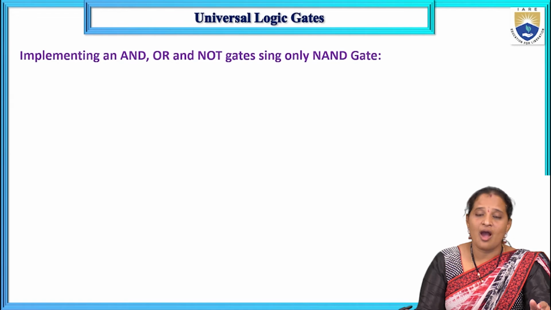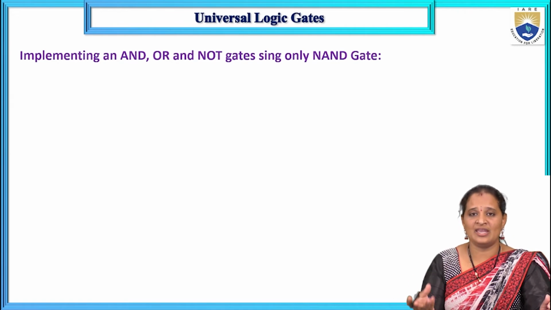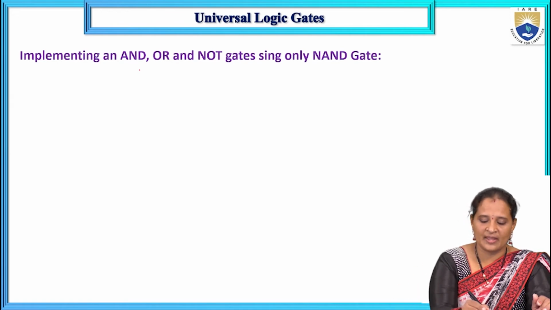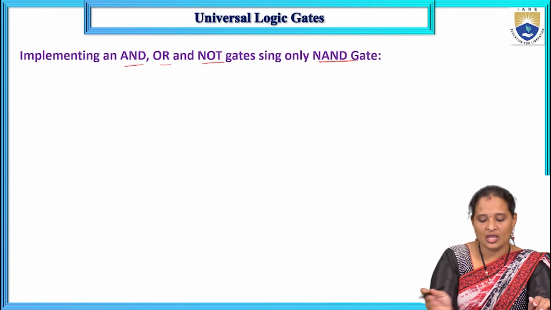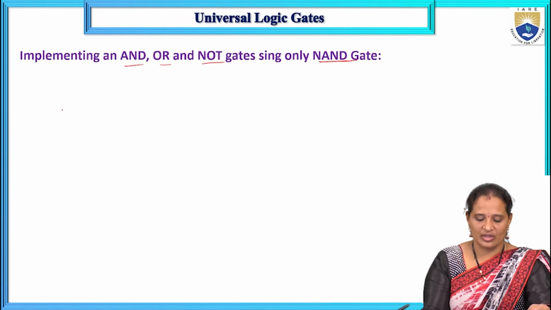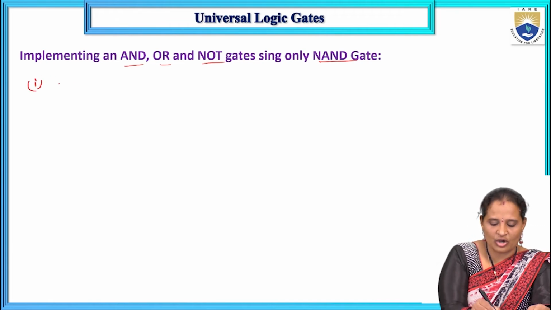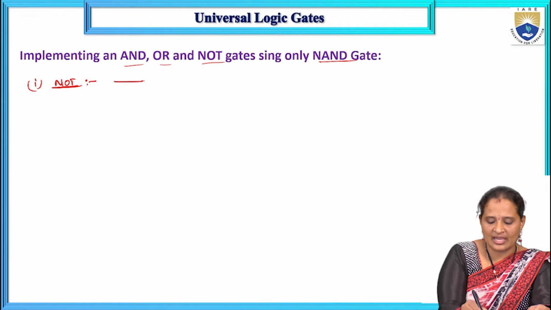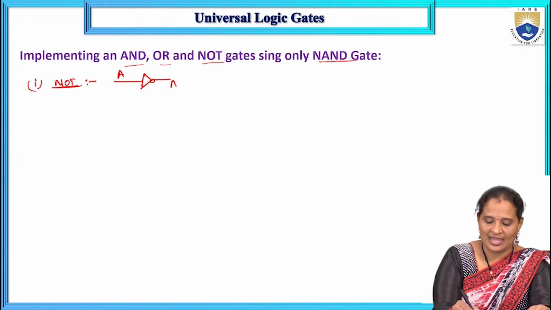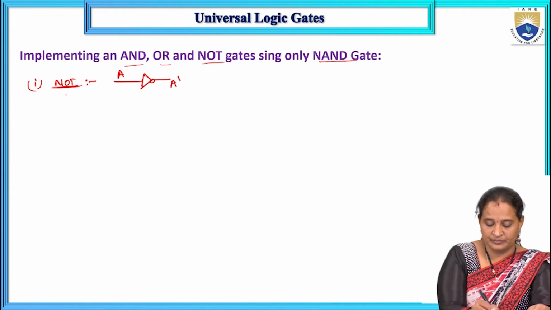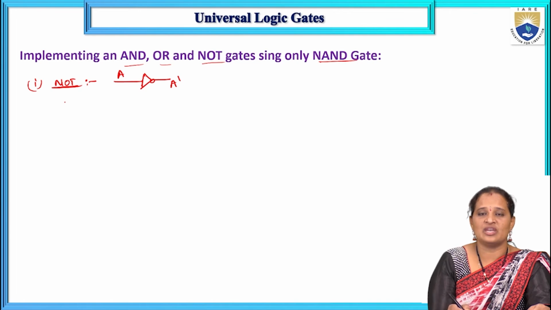Now, let us see how many NAND gates are required for implementing NOT, AND, or OR using NAND gates. First, I want to implement a NOT gate using a NAND gate. What is a NOT gate? The NOT gate symbol is this one. If I give A as input to the NOT gate, A bar will be the output. Now, how can I implement this using a NAND gate?